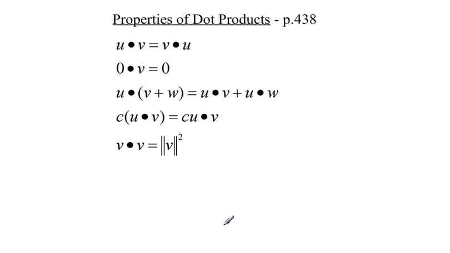Now, there are some properties of dot products, and I'm not going to have you write these down. Don't dwell on these. Basically, if you change the order of a dot product, you'll get the same value in the end. The dot product of 0 and any vector is going to be 0, etc. This last one may be useful. The dot product of a vector with itself is the magnitude of the vector squared. Or you can flip things around and say, the magnitude of any vector equals the square root of the dot product of the vector and itself. Okay, let's use that one right away.